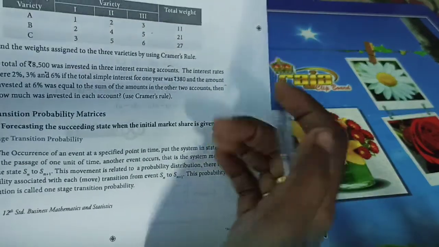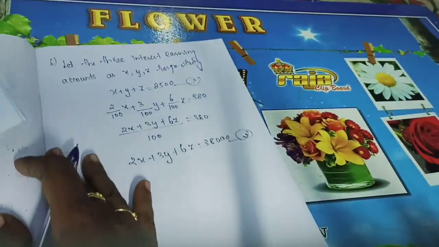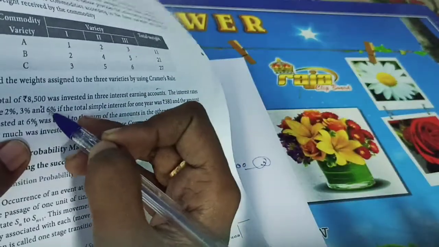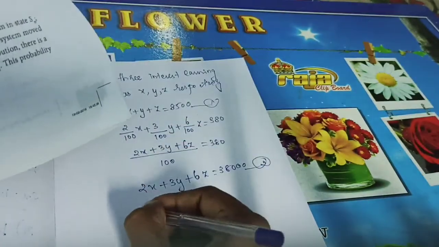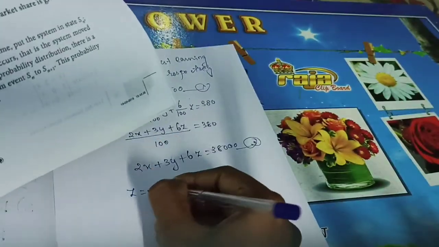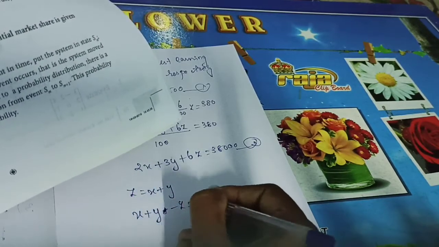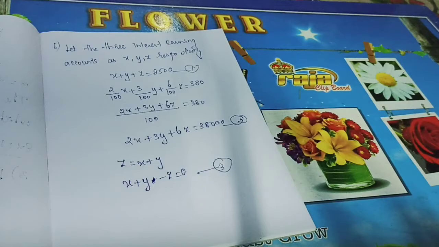Listen here very carefully. The amount invested at 6%. The given is 6%, so z is equal to the sum of the amounts of the other two accounts. So z is equal to x plus y. Bring this to here. So x plus y minus z is equal to 0. Now you got equation number 3. Understand? Now I have formed the three equations.